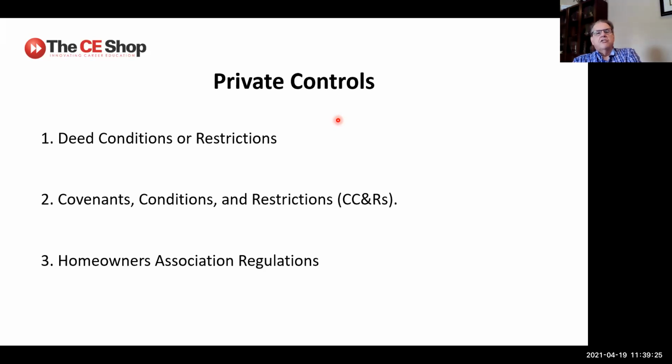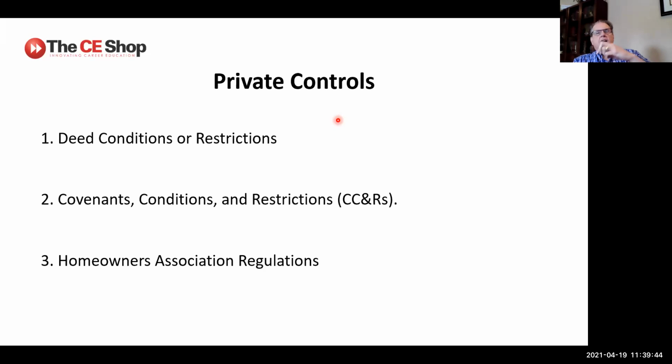So a deed condition is a private thing. It's not zoning, which is public. It's not eminent domain. It's private from party to party, from grantor to grantee. Do you accept this condition? A deed condition also runs with the land.